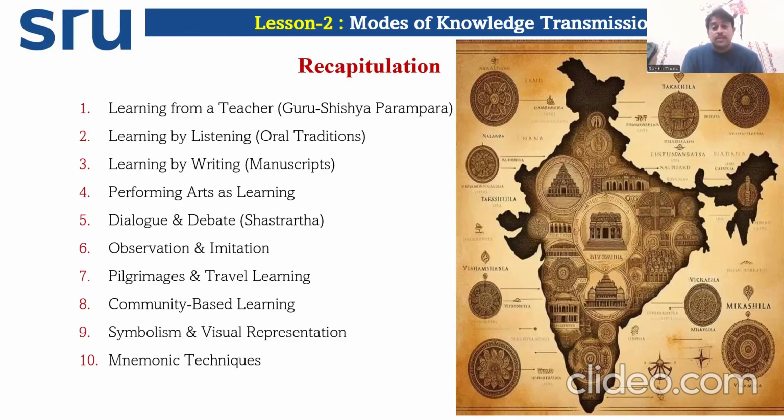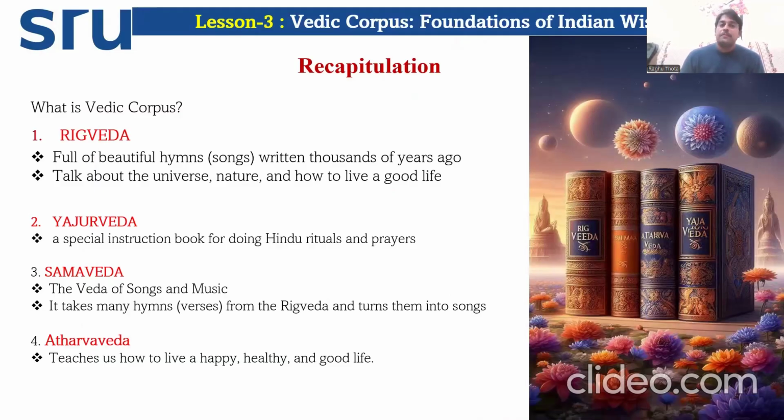Take the well-known rhyme, Johnny Johnny, yes Papa, eating sugar, no Papa. We think it is just an English rhyme, but what is the meaning behind it? It suggests that eating too much sugar is not good for health. This technique and strategy had been adopted in ancient times. This is in brief about lesson number 2, the modes of knowledge transmission in ancient India.